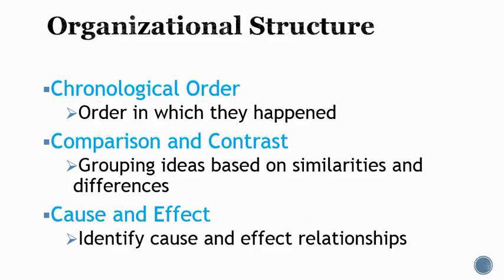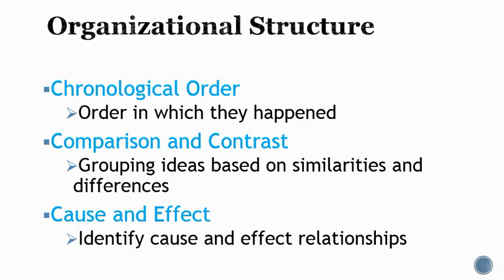Chronological order is presenting information in the order in which it happened. So if you're going to give an essay talking about how we landed on the moon, you might start with how the space shuttle was built, and then how successful the men were upon their return. You might do it in a chronological order or the order in which it happened.